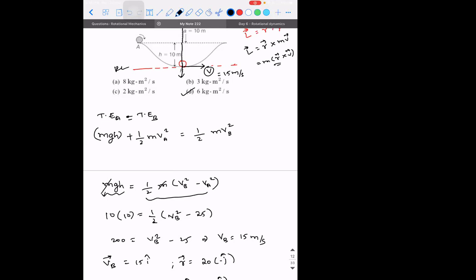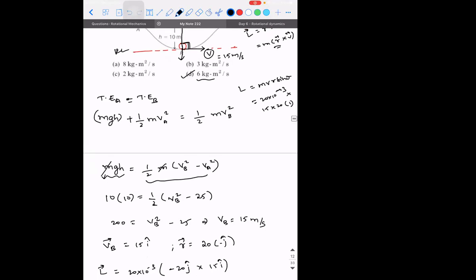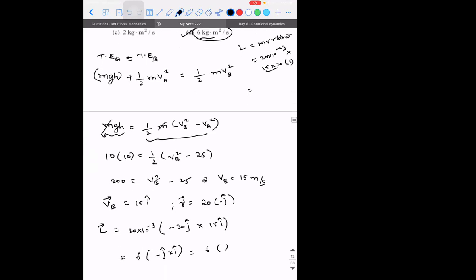The simpler way: since they asked only magnitude, L is equal to mvr sine theta. What is mass? 20 into 10 power minus 3, into v, how much? 15, into r, how much? 20, into sine theta, which is sine 90, that is 1. Right? You multiply everything, you will get the answer as 6 kilogram meter square per second. I hope it is clear.